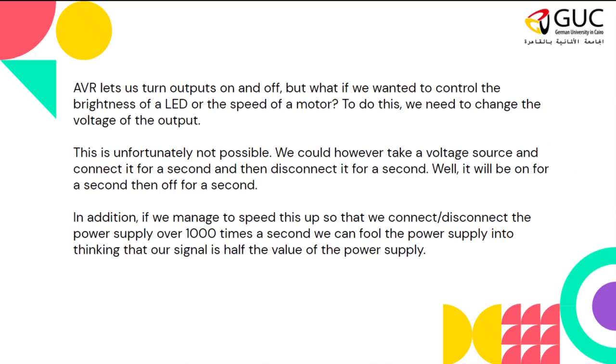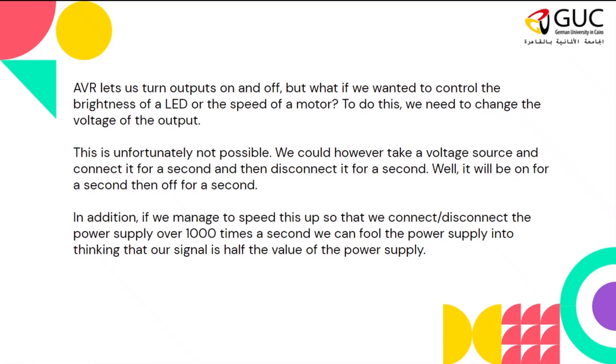How? We have an approach saying that we can take the voltage source, connect it for a second, and disconnect it for a second. This means that it is on, it's 5 volts, for 1 second and 0 for 1 second. This period, or this time, is 2 seconds. 1 second of the 2 is on, it's 5, and the second second is 0 volts.